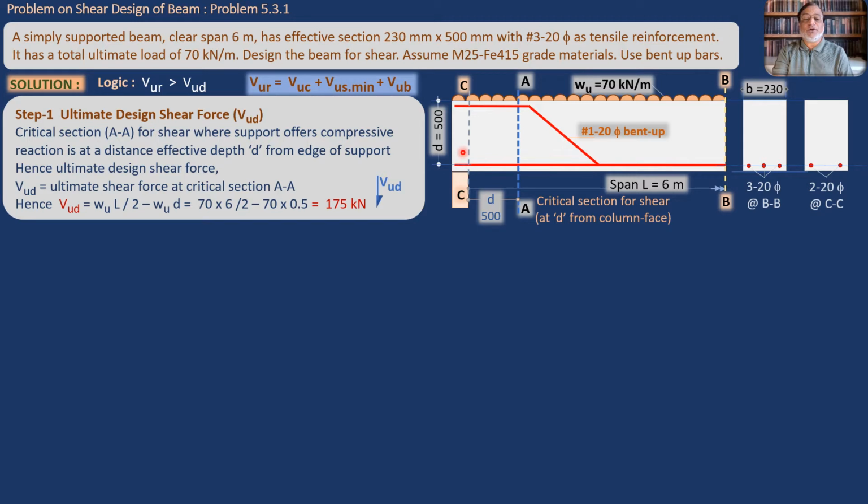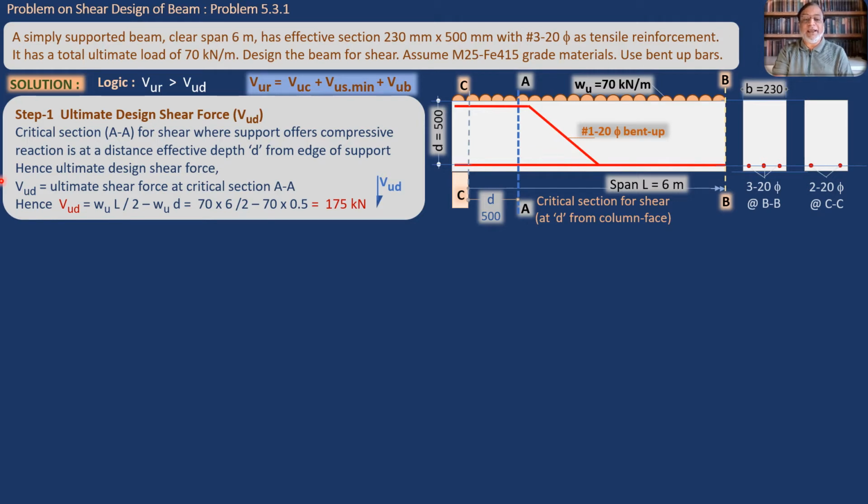Due to that, the IS code is saying you need not take the shear force at the section CC, which is WL by 2. Instead of that, take the shear force at a section AA, which is at a distance small d, or effective depth, from the face of the column. What will happen at AA? At AA, your shear force will be less than the shear force at CC. So the IS code is allowing us a lesser value of shear force VUD because the support is offering compressive reaction. This advantage of a lesser value of shear force is going to make our shear design economical.